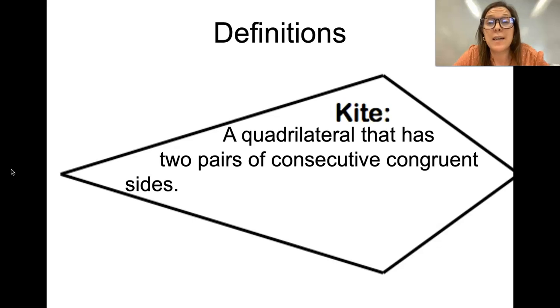So what is a kite? A kite is a quadrilateral that has two pairs of consecutive congruent sides. Again, pause this video as you need to. I'm going to keep on plugging through.